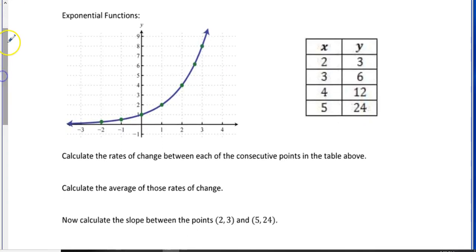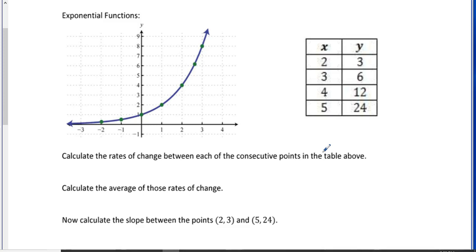Our next example gets into some exponential functions. Clearly, the rate of change, the slope right here, is very flat. Whereas later on, as the x's are bigger, the slope is not very flat, it's much steeper. So we don't have a constant rate of change. The question asks us here, calculate the rates of change between each of the consecutive points in the table.